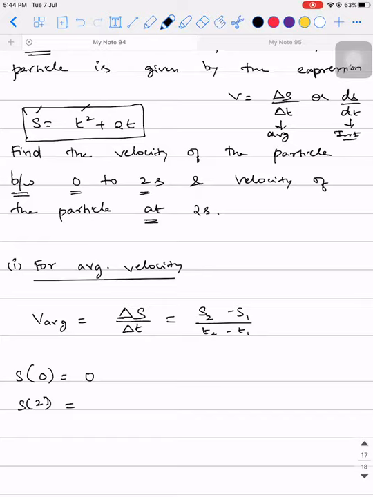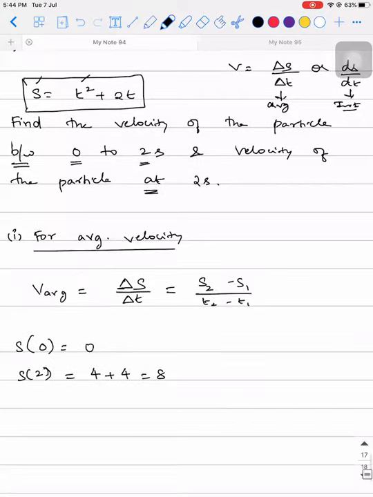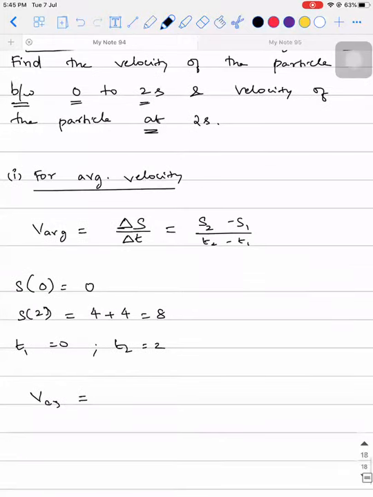S of 2 is 2 square, that is 4, plus 2 into 2. So it is 8. Okay, so S of 2 is 8. So T1 is 0 and T2 is 2. Take everything and substitute it there. V average will be equal to S2 minus S1, so 8 minus 0 divided by 2 minus 0. So what is 8 by 2? It will be 4 meters per second.